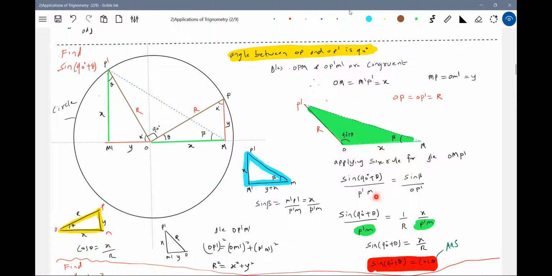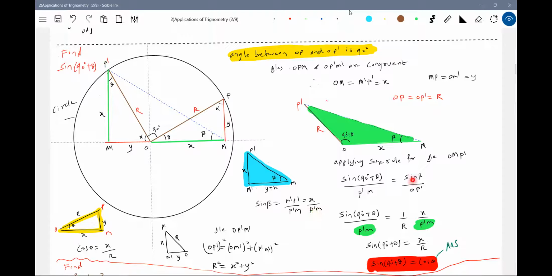Okay, let's keep it as it is. So sine 90 plus theta. Sine beta we will define further. Look at this bigger triangle. What is that bigger triangle? P dash M dash M. Look at this triangle. Sine beta, what can you write it as? Opposite by hypotenuse, so M dash P dash by P dash M. What is M dash P dash? It is equal to X. Keep it here, and P dash M as it is. Don't try to simplify it.